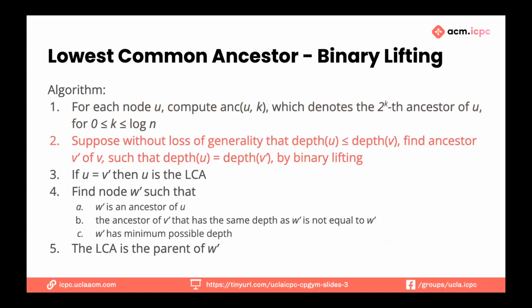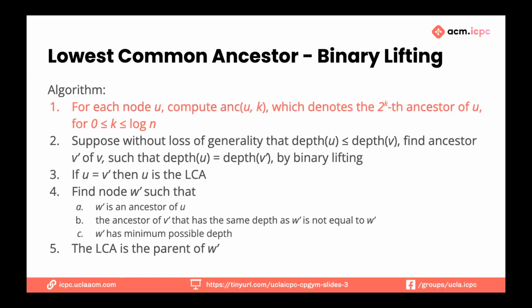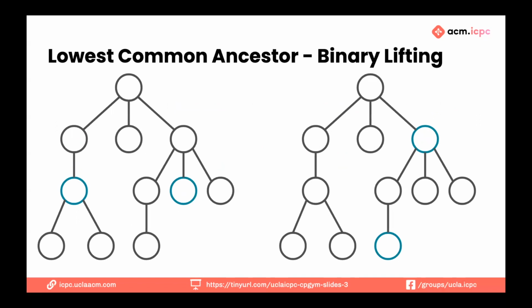So we need to use binary lifting to find this v prime in O of log n. And how do we do that? We lift the node in decreasing step sizes. So initially we set v prime to v. So we start at the node, and starting from k equals log n down to k equals 0, we lift the node by 2 to the k only if it stays at or below the depth of u. So if you think about it, it's always going to work because there is a difference in the depth, right? That can be represented by a binary number, say like, I don't know, 5.